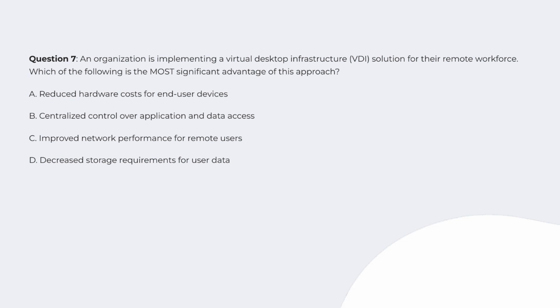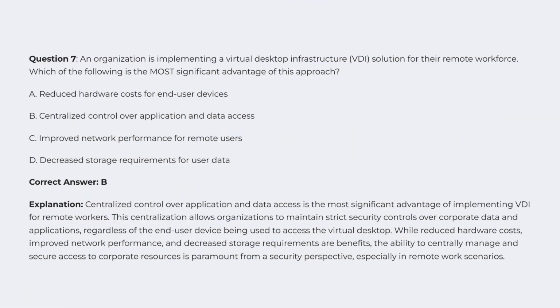Correct answer, B. Explanation. Centralized control over application and data access is the most significant advantage of implementing VDI for remote workers. This centralization allows organizations to maintain strict security controls over corporate data and applications, regardless of the end-user device being used to access the virtual desktop. While reduced hardware costs, improved network performance, and decreased storage requirements are benefits, the ability to centrally manage and secure access to corporate resources is paramount from a security perspective, especially in remote work scenarios.